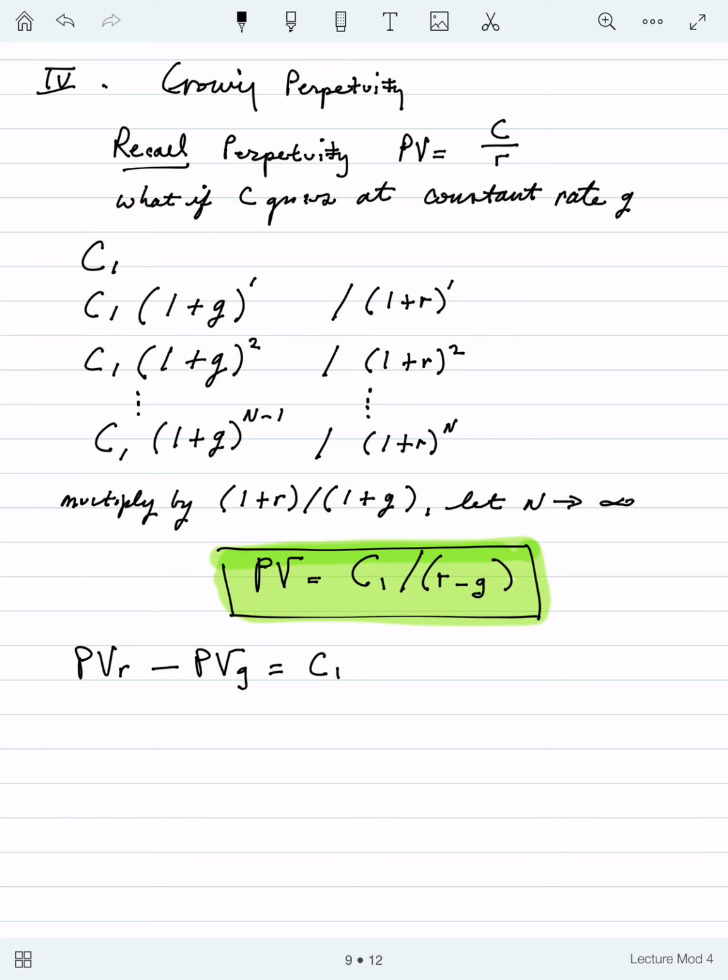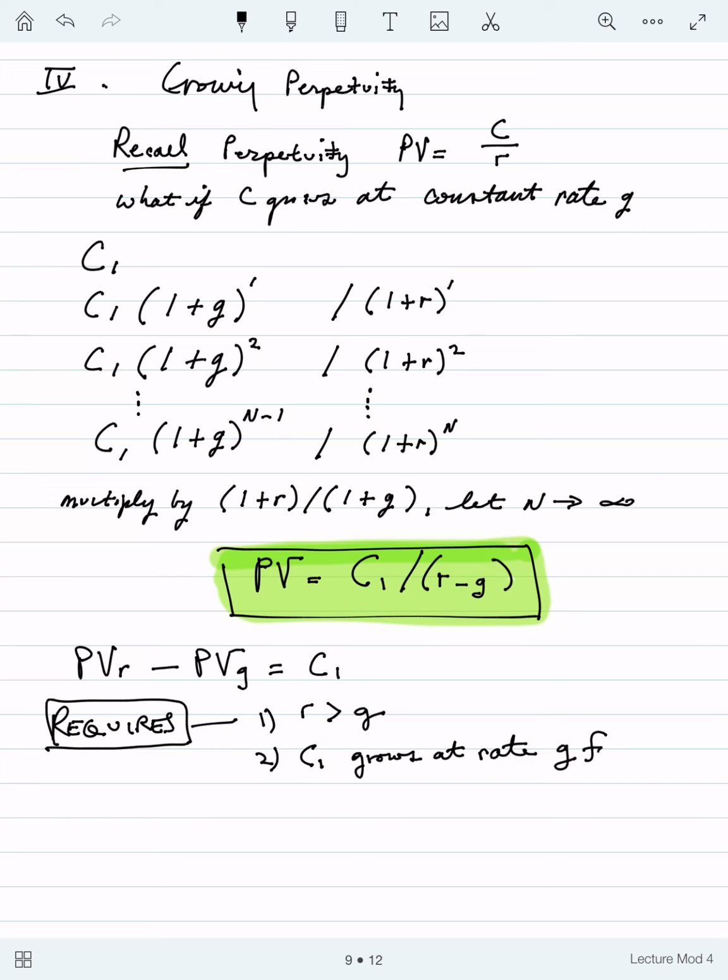Now, use of the equation requires some items of note. So first and second. First off, the rate of interest has to be greater than the rate of growth. And then secondly, C1, the first cash flow, grows at rate g forever.